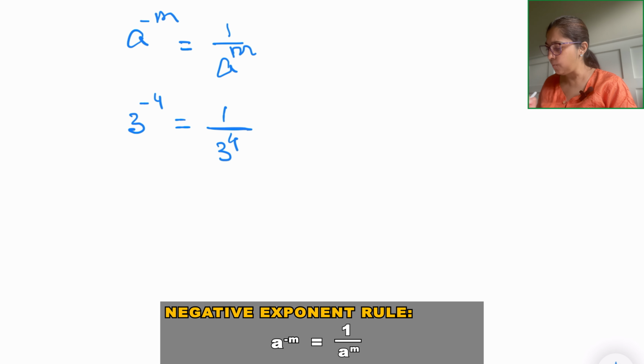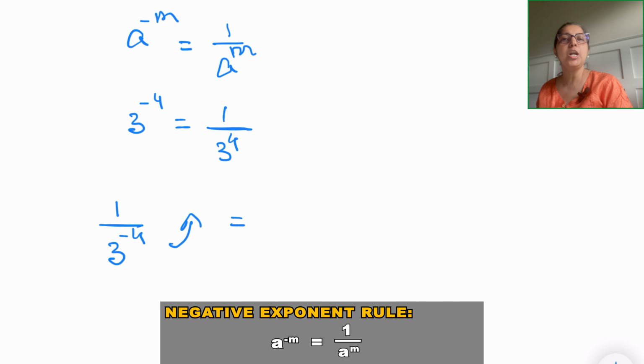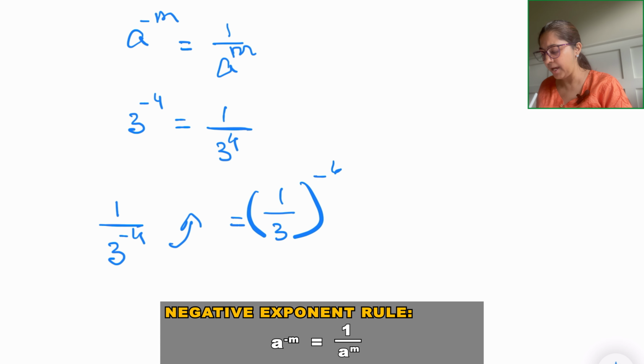So on this one, if we had something like 1 over 3 power minus 4, again, if you wanted to convert the negative to the positive exponent, you will take the reciprocal of the base number, which is 1 over 3 here. You will rewrite that as 1 over 3 power minus 4, and then you take the reciprocal and it becomes 3 power 4. All right, get the idea here?